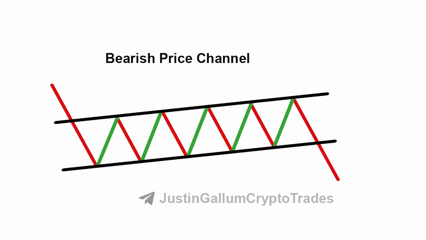Now, let's talk about a few more advanced trading patterns. The bearish price channel pattern. The bearish price channel pattern is a bearish continuation pattern that occurs during a downtrend. It is formed by 2 parallel trend lines with the price action contained between them. The upper trend line acts as resistance while the lower trend line acts as support. The pattern is confirmed when the price breaks below the lower trend line.